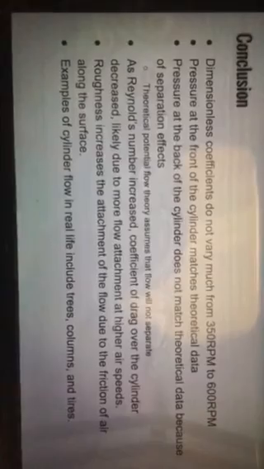And in conclusion, our coefficients of pressure and drag did not vary much between the two different RPMs. The pressure matched very well with the theoretical data, except at the top and bottom, due to the difference of flow.